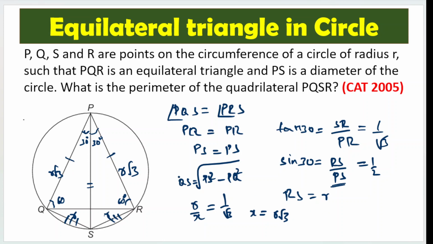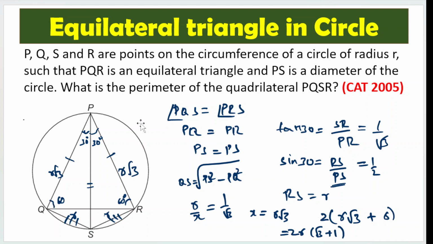So we are left with the perimeter: 2 into r root 3 plus r. That is 2 times r root 3 and 2 times r, which is equal to 2r into root 3 plus 1. This is the final perimeter.